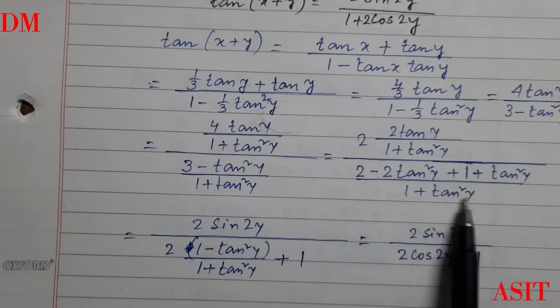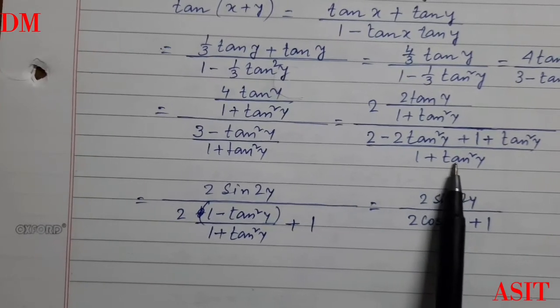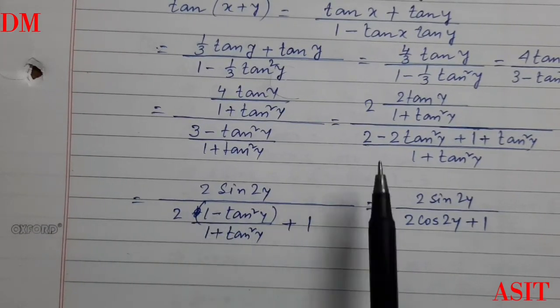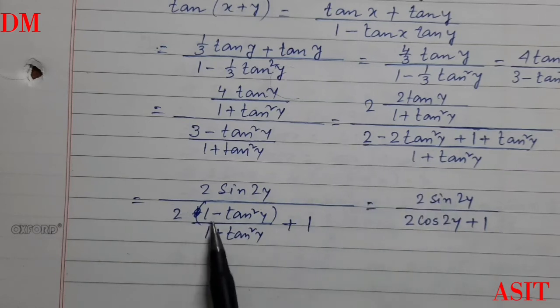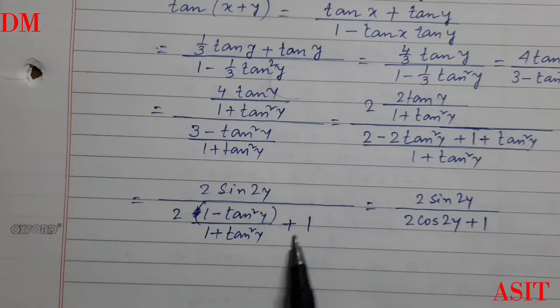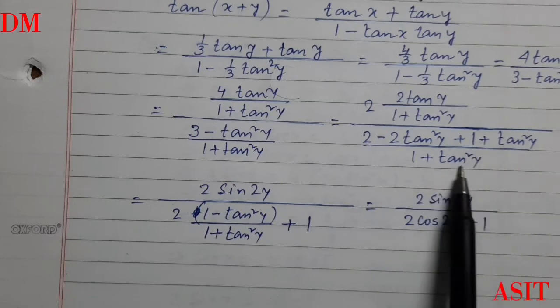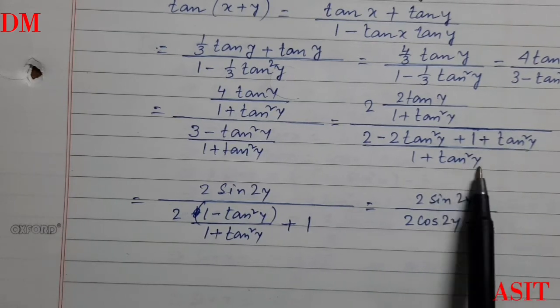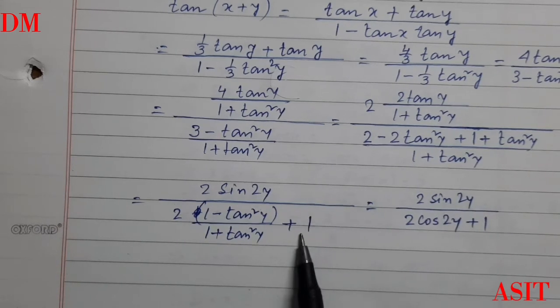Now we can split this expression. Now if we split this expression, we can see it will be 2 taken common, 1 minus tan square y by 1 plus tan square y plus, now these two terms are same. So it is 1 plus tan square y by 1 plus tan square y will become 1.